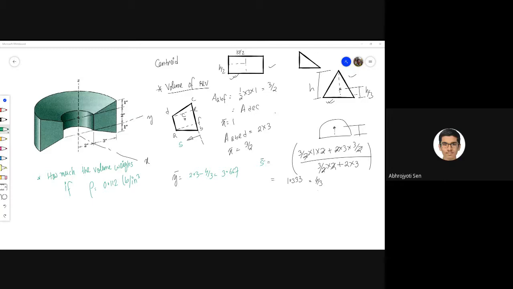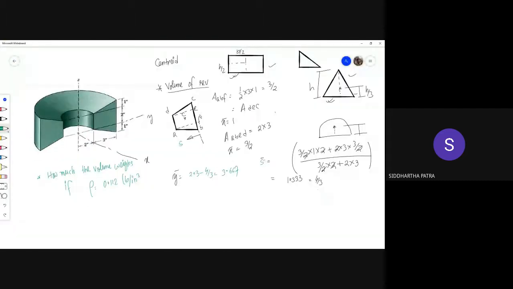Sir, can you explain why you did that 5 minus 4 by 3? I mean, see, I took the s coordinate from the larger side of the trapezoid, not face. And you see, if you measure the distance from z axis, that larger face is at a distance of 2 plus 3, 5 inches. Oh, okay, sir, understood.